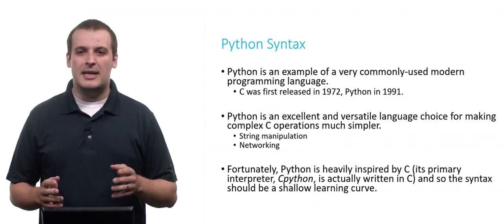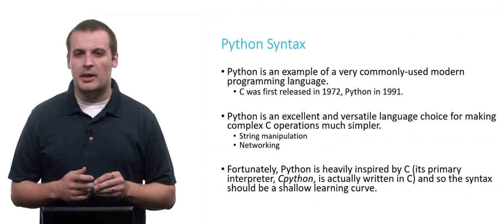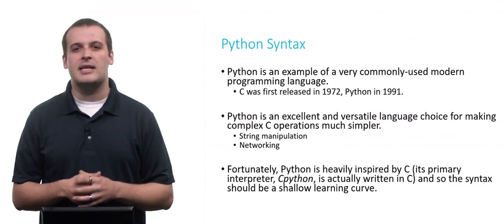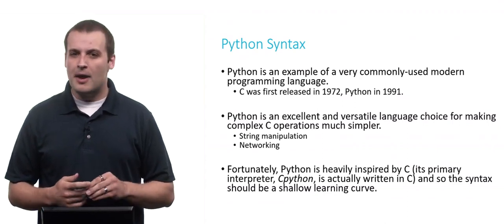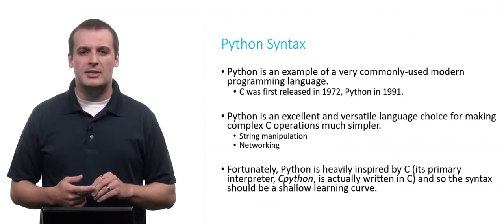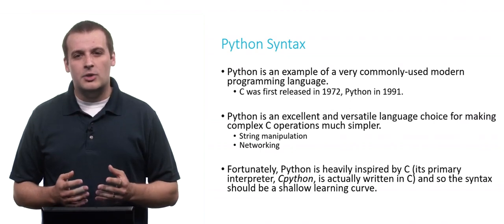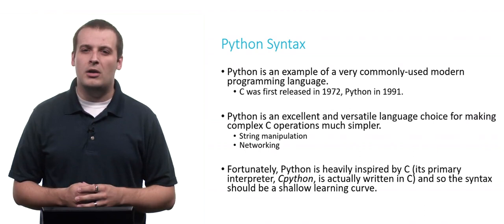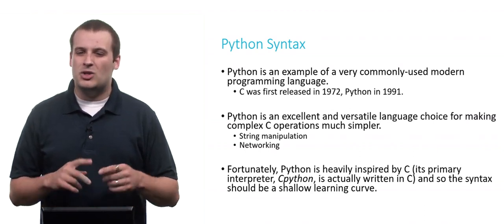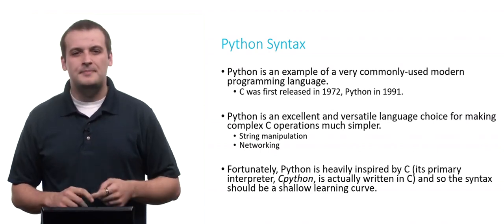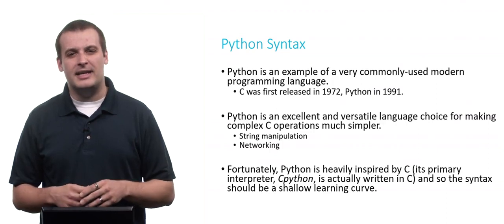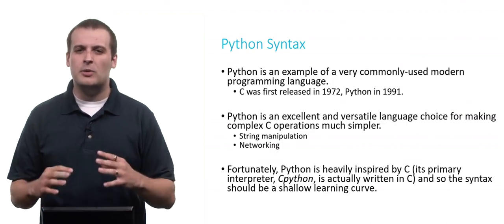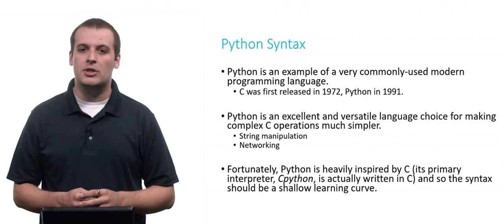Now, Python is an example of a pretty commonly used modern programming language. It's probably in the top 5 or 6 at the time this video is being recorded. It's been around, though, for a while. It's been around for over 25 years. And it's really a great language choice for making some complex operations in C a lot easier. So you may recall working with C that string manipulation can be really challenging. And it also simplifies things like networking. And really, it's a general purpose utility language that you can use to do a lot of stuff.